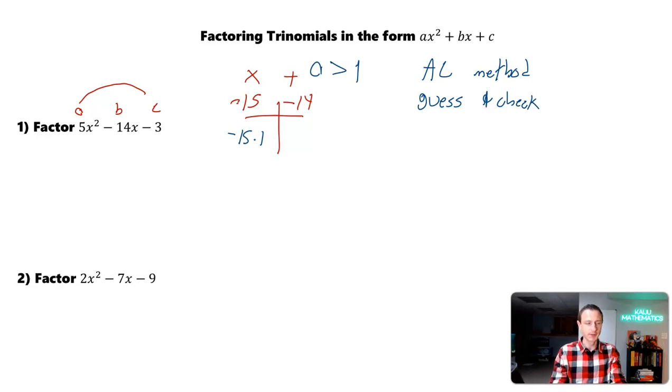And I'm not going to mess around with a lot of the wrong combinations because I've got quite a few problems in this presentation, so I don't want to waste time filling it up with wrong combinations. I might accidentally do one wrong, but I'm going to try to find the most straightforward route right away. So negative 15 times 1 is negative 15. Negative 15 plus 1 is negative 14. So those are my combinations that work.